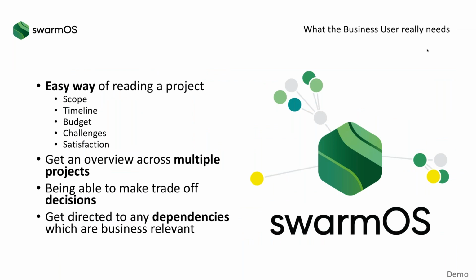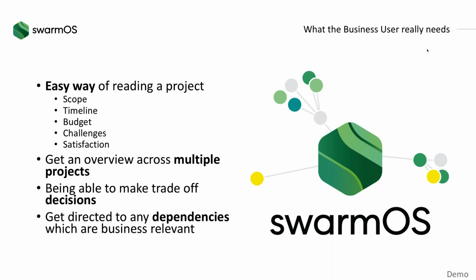So what is the requirement a normal business user would have? We have experience in a lot of different business projects in the past. They want an easy way of reading a project. So what is the scope of the project? Hard to get from a long list of backlog, right? What is the timeline? Do I actually match my go-to-market date at some point in time? Do I have my supply chain ready by the end of the year? Do I have a budget, and do I stay in budget, which may be important for my business case?